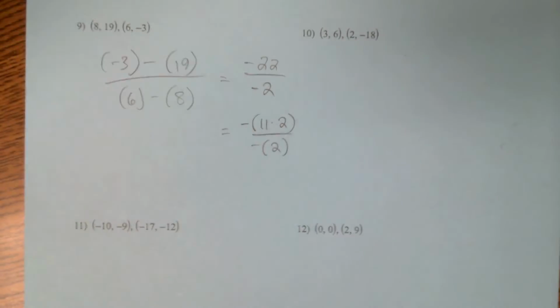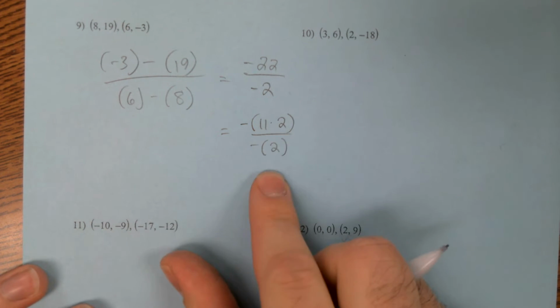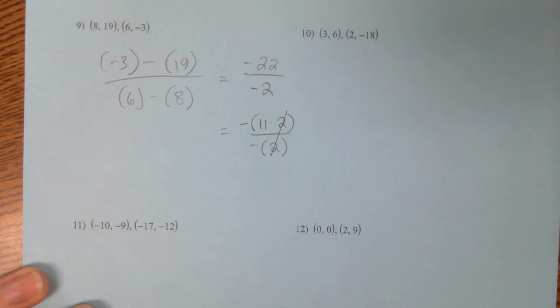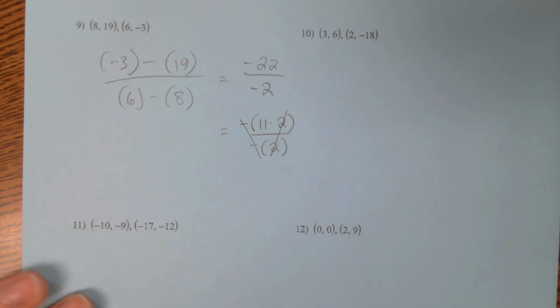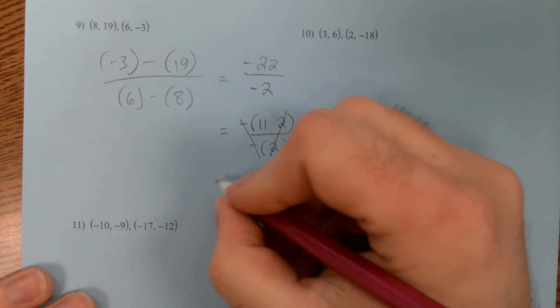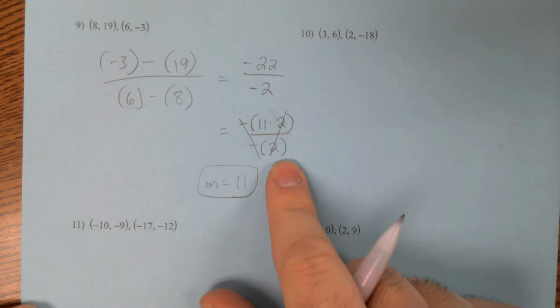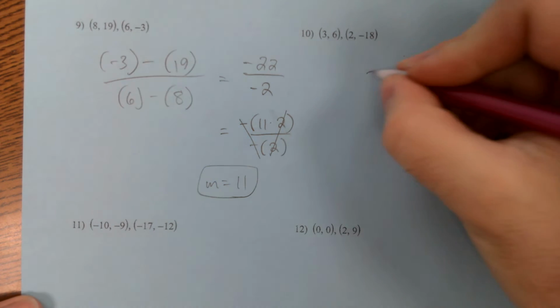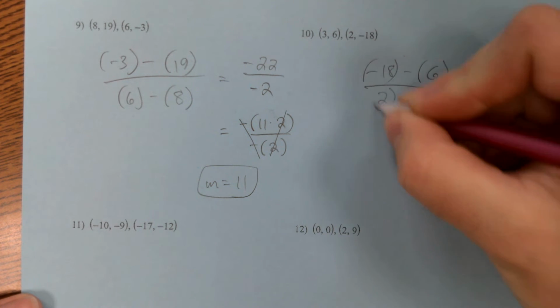I'm going to move this down. If we broke up 22 into 11 times 2, we can see we got a pair of 2's that we can cancel out, right? And we've got a pair of negatives we can cancel out as well, leaving us with only 11. All right? Questions on how we simplified that?